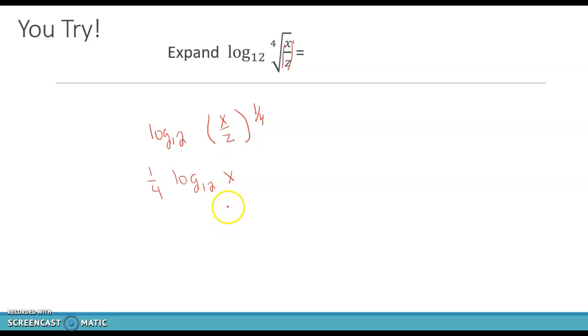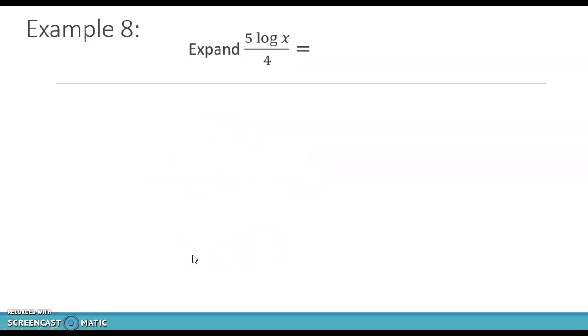Am I done? No, I am not done. Again, I like parentheses here. Log base 12 of z. Okay, try the next one.